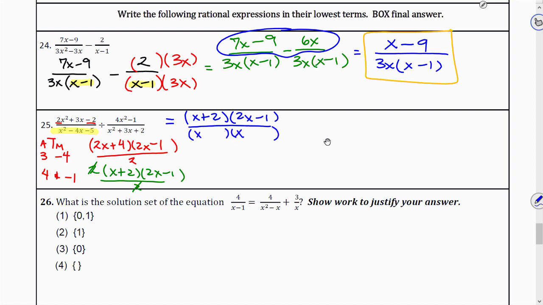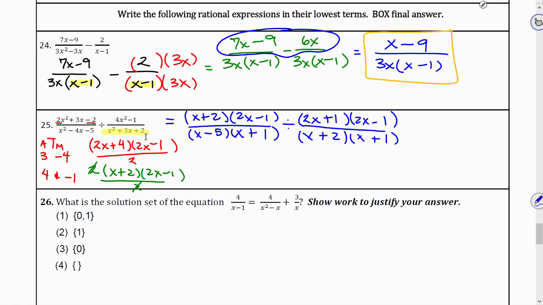Two numbers that multiply to be negative 5 and add to be negative 4 are negative 5 and positive 1. Okay. Divided by, I'm looking at this one now, this is the difference of squares. I have the square root of 4x squared is 2x and 2x. And then the square root of 1 is 1. So I have plus and minus. And then last but not least, this one. This is a simplified ATM. And I have two numbers that multiply to be 2 and add to be 3, plus 2 and plus 1.